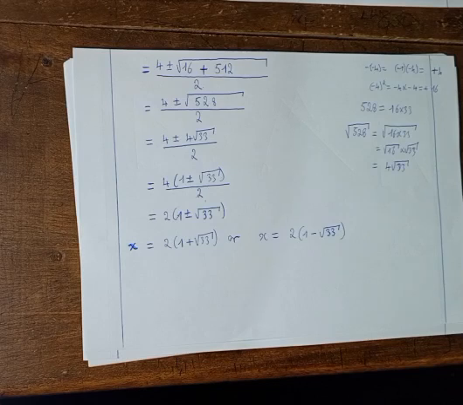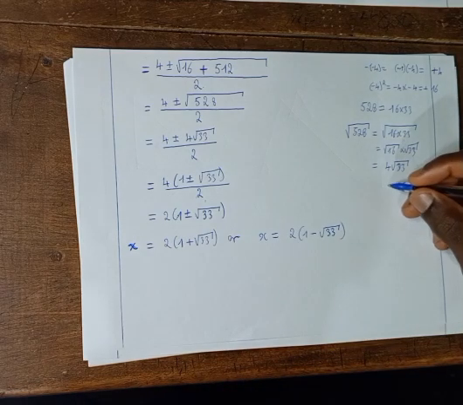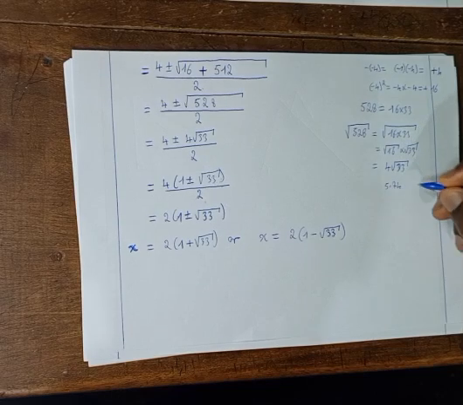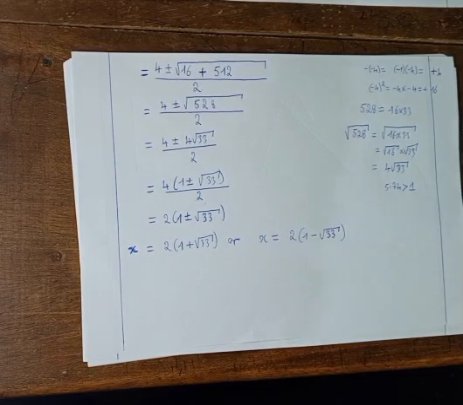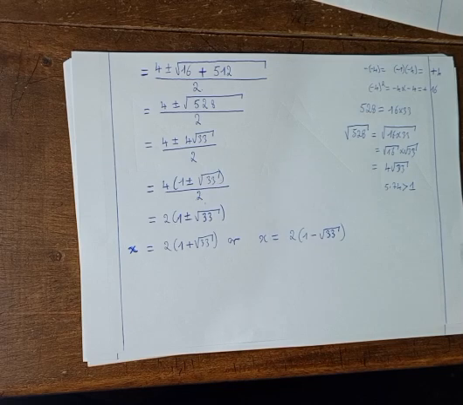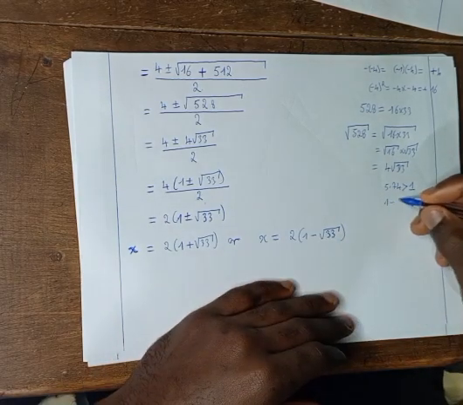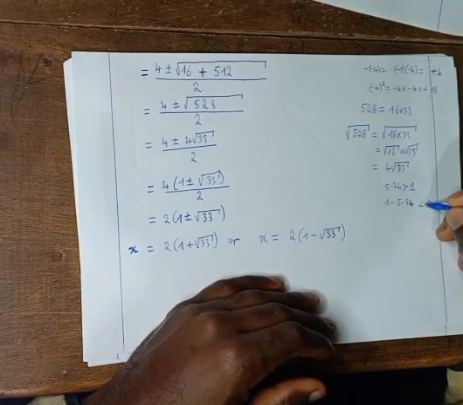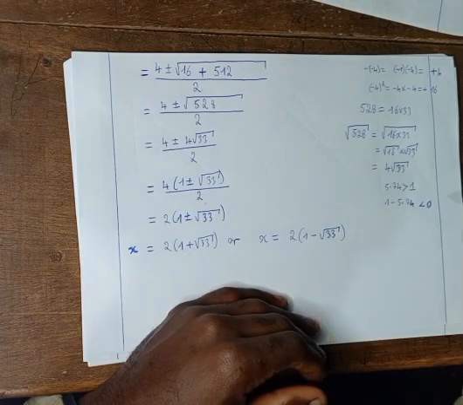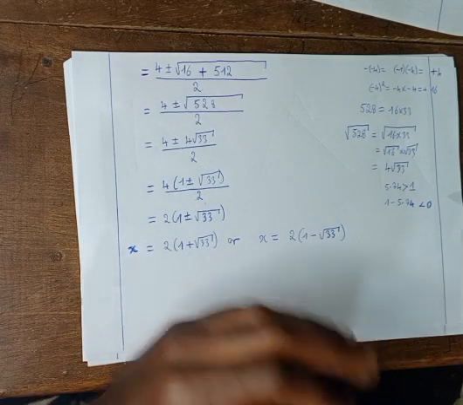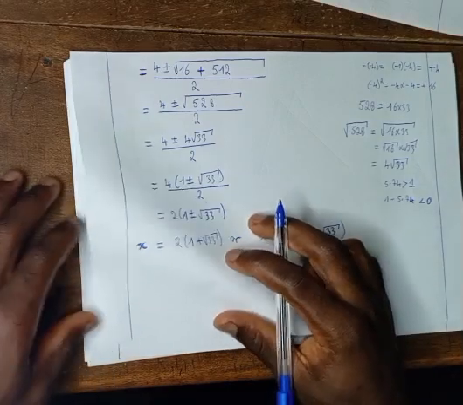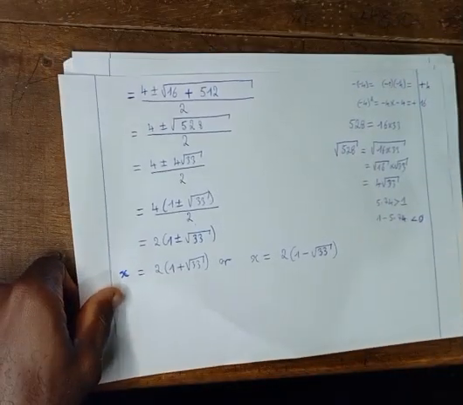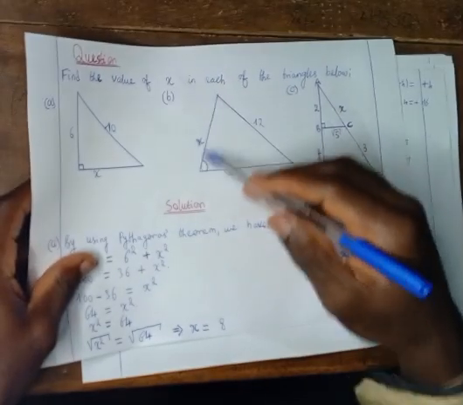If we take the root of 33, we know the root of 33 is approximately 5.74, which is greater than 1. Then for the second case, 1 minus 5.74 gives a negative result. It is less than 0. So in the second case, x is negative, and this distance cannot be negative.